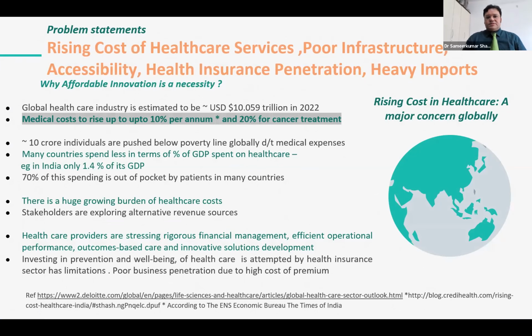Now, what are the problem statements in this domain we are looking at through this forum? Rising cost of healthcare services is a major problem on a global scale, not just in India. Even in the UK, European countries, in America, the problem exists everywhere. Of course, the COVID pandemic has surfaced some of the lacunae in the healthcare system in the form of poor infrastructure and other things, especially in developing countries. Accessibility is a problem, majorly in underdeveloped countries. We have poor health insurance penetration, especially in the private domain, even in our country.